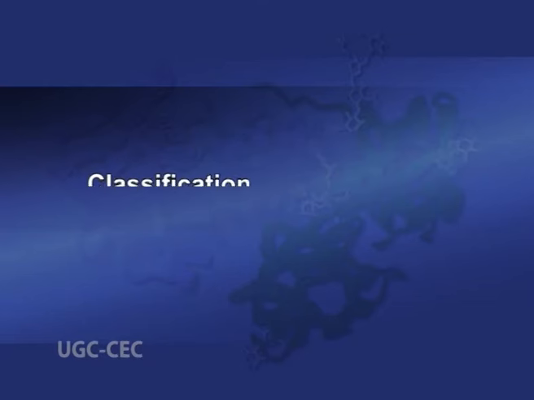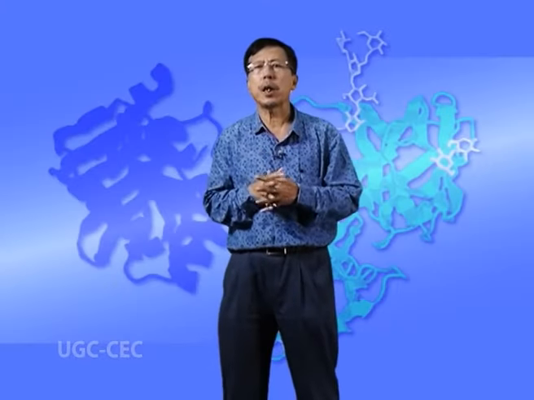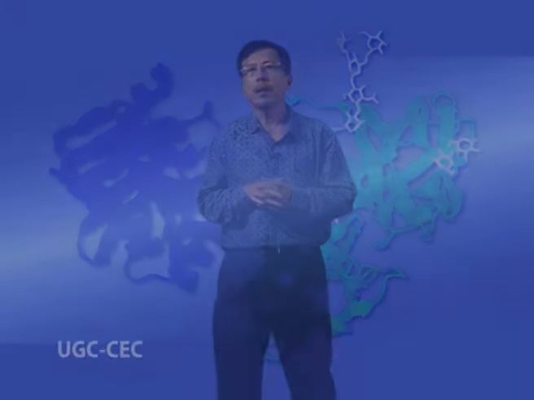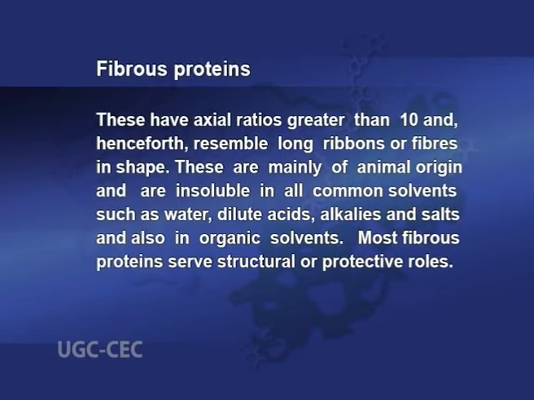Now, let us look at classification of proteins based on shapes. Based on their shapes, proteins may be classified into 3 groups: fibrous proteins, globular proteins, and intermediate proteins. Fibrous proteins have axial ratios greater than 10 and hence resemble long ribbons or fibers in shape. These are mainly of animal origin and are insoluble in all common solvents such as water, dilute acids, alkalis, and salts, and also in organic solvents. Most fibrous proteins serve structural or protective roles.